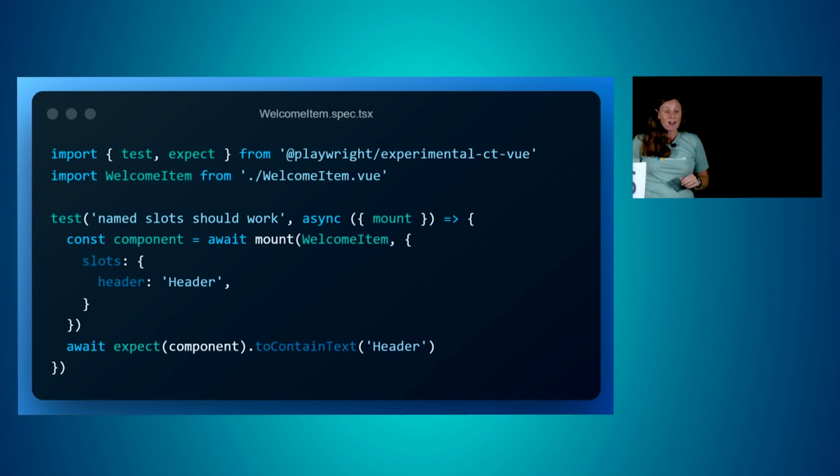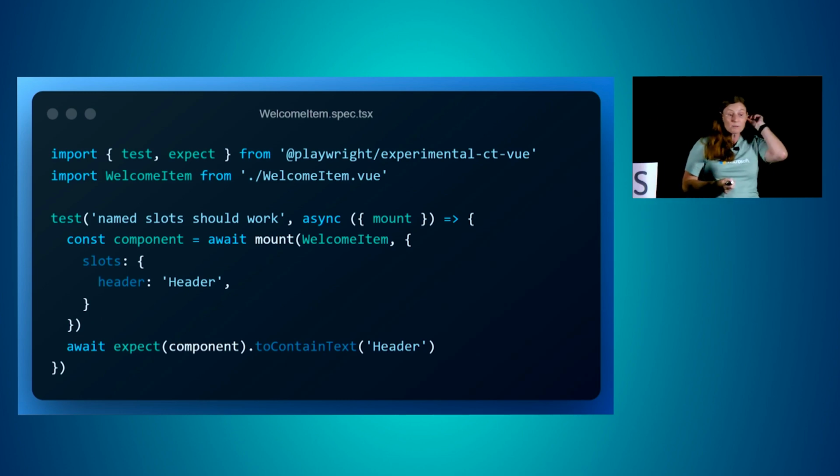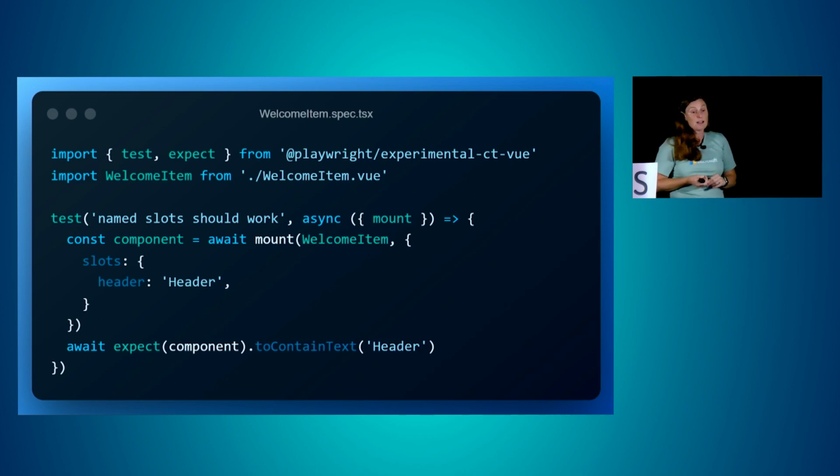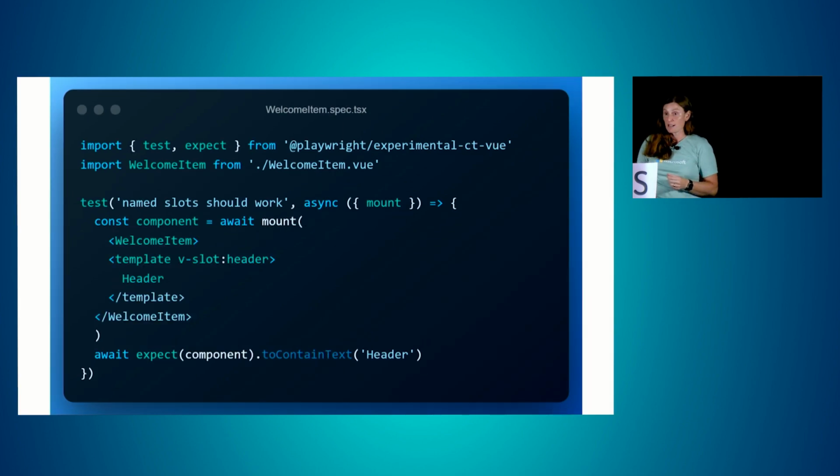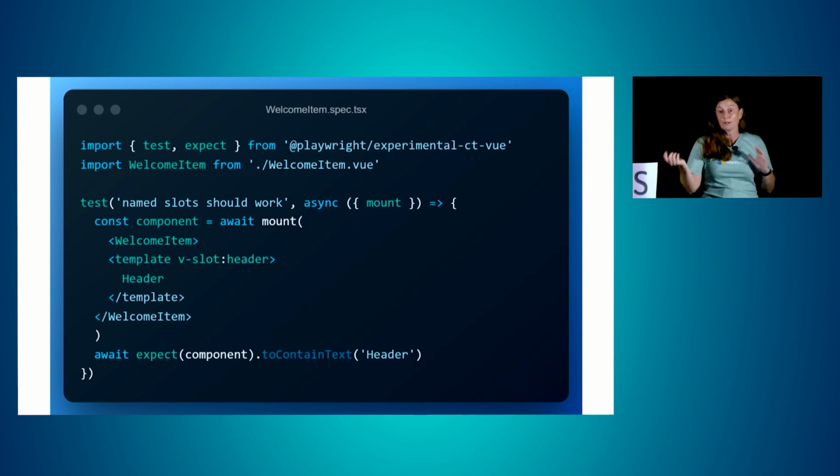So you can test other things like slots, for example, and you can use an object here, so slots, header, and we're basically testing that the slot works, that the component contains the text header. You can also use JSX, so if you prefer to use JSX, it'll look a bit like this, and it's easier to read, but the choice is completely yours, whether you want to use JSX or objects.